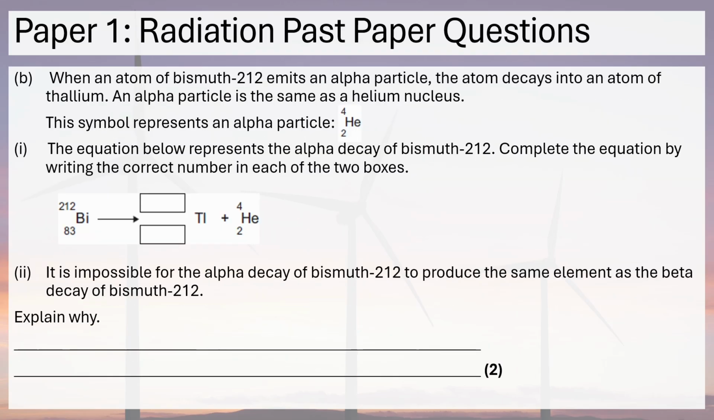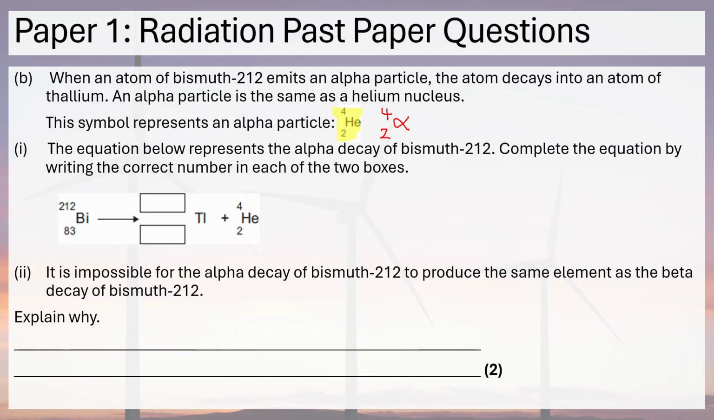Part B. So when an atom of bismuth 212 emits an alpha particle, remember it can emit an alpha or a beta, the atom decays into thallium. The alpha particle is the same as a helium nucleus, and there's the symbol representing it. And don't forget, for alpha particles, we can represent them as alpha or helium nucleus. It's the same thing, because 2 protons and 2 neutrons is a helium nucleus, which is the same as an alpha particle.